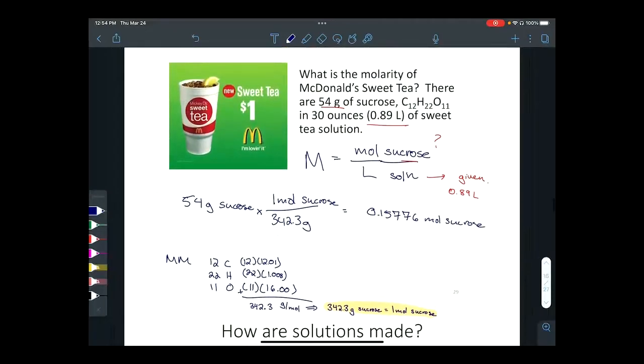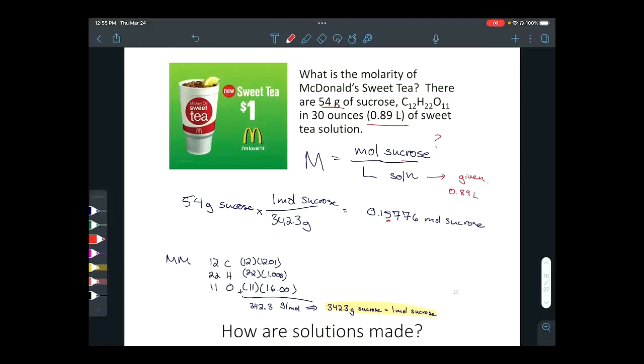Is that my answer? It is not, because what is the question asking for? It's not asking for moles of sucrose, it's asking for molarity. So to get molarity, remember, molarity is moles per liter. So we need to do one more step, and that is to divide that number we just got by the volume. And what's that volume? The 0.89, all right? So I'm just going to take that value.